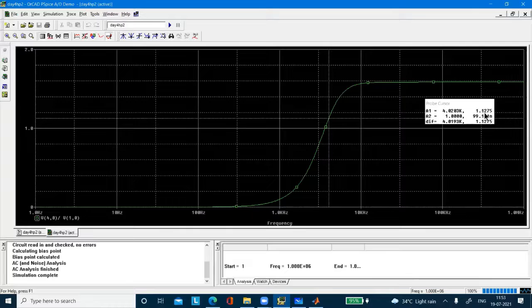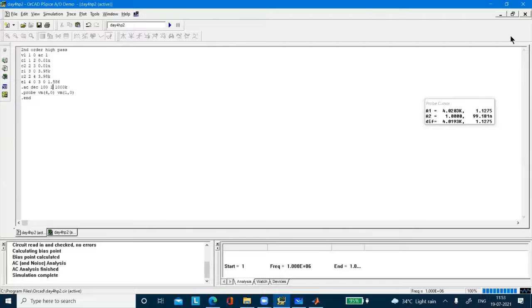Look at the value of passband gain. It will be 1.586 by root 2 approximately. All right, this is how you can design the high pass filter. Did you understand?